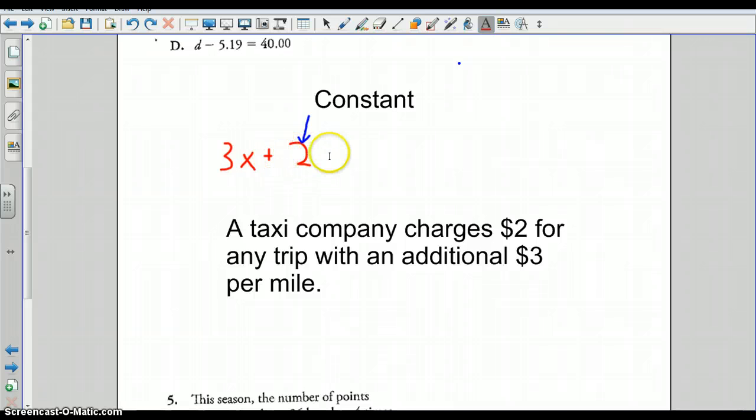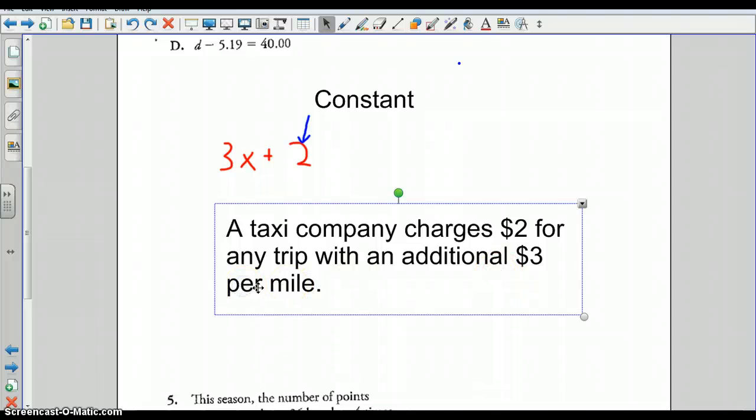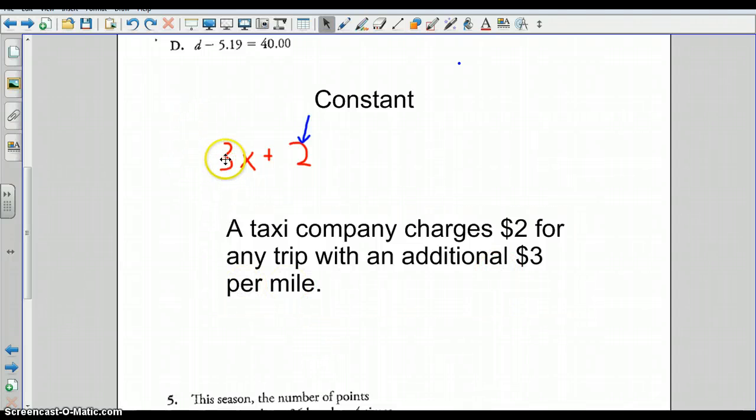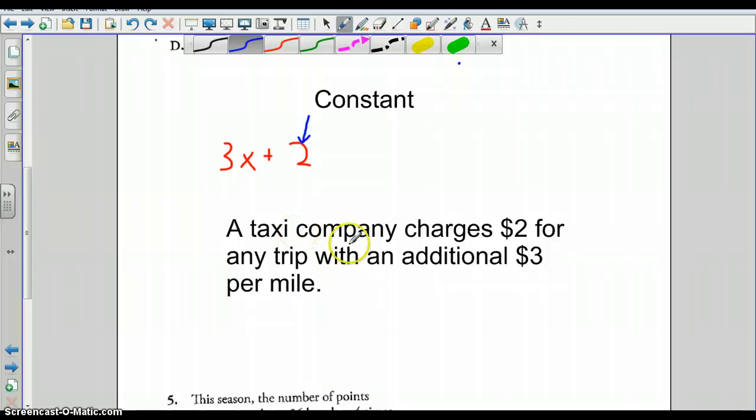So it's just added on. It doesn't matter how far you go, you're going to pay that $2. And so we get plus 2 here. Then there's a variable rate, and that's the rate that goes up or down. In this case, we're paying $3 extra per mile. And we know per means to multiply. So $3 per the number of miles. So that's the part that's going up. So this two-step equation would represent this situation.